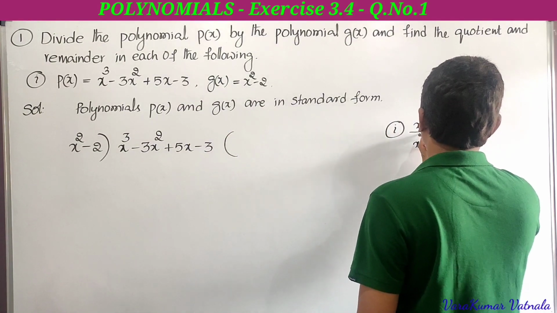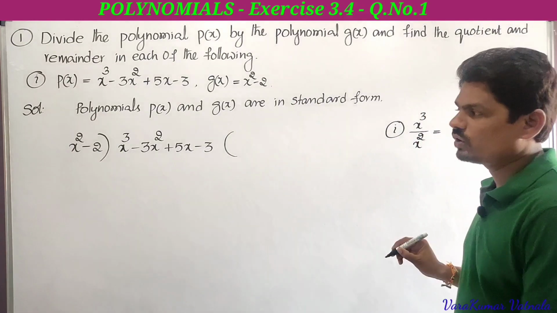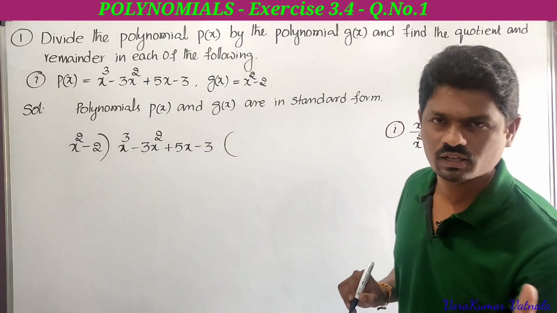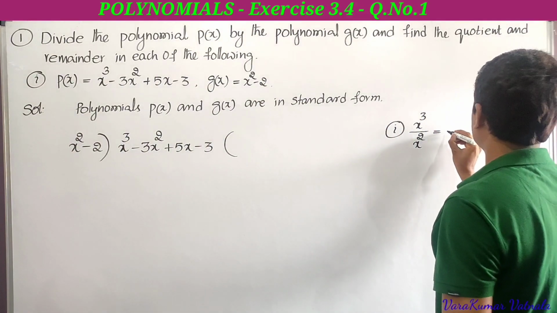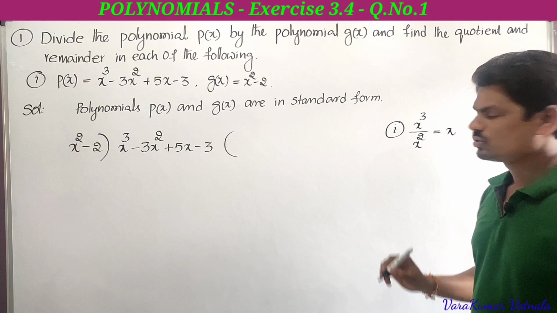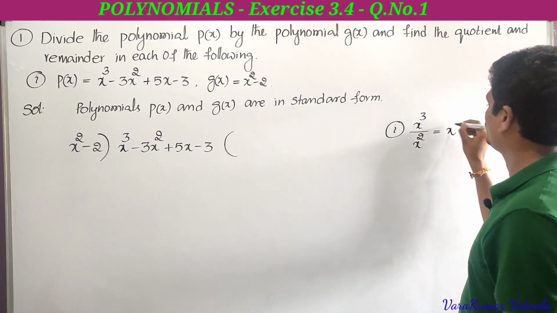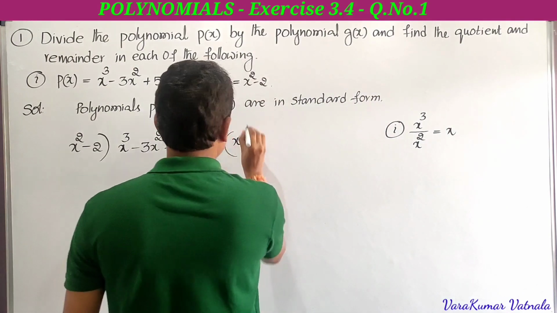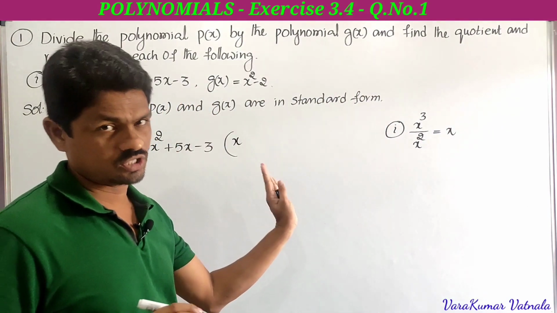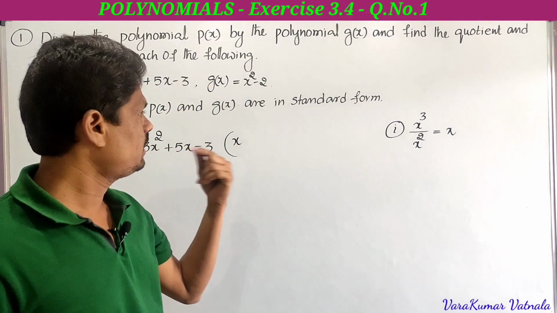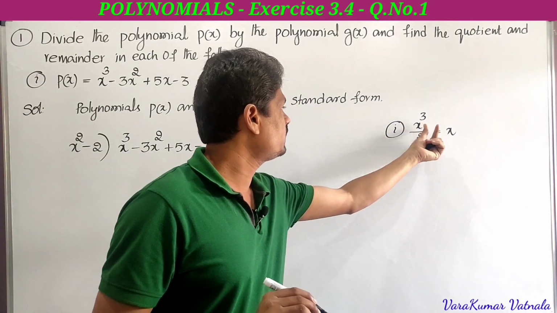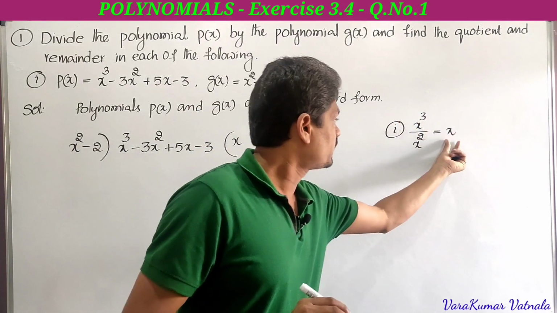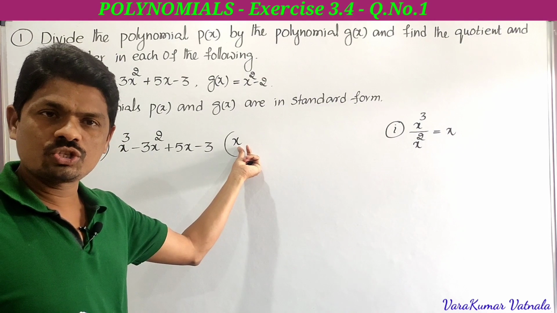So this is the very first step. We have to divide the first term of the dividend by the first term of the divisor. x cube divided by x square, we can cancel x square and x square, and we get x. Now write this x in the quotient. You have to follow the steps, student, and you can do it very easily. First divide the first term of the dividend by the first term of the divisor. We get x. Write this x in the quotient area.